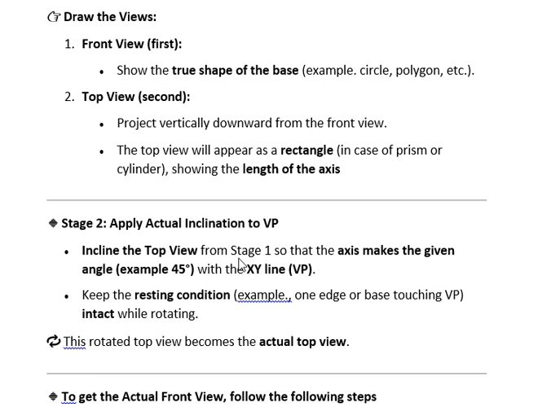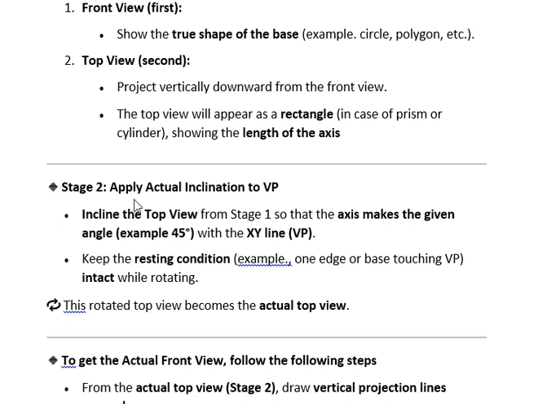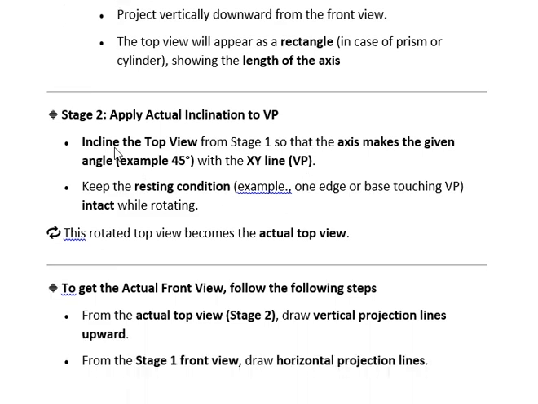For getting actual answers, we have to rotate the stage 1 shapes suitably. What we have to do in stage 2 is apply the actual inclination to VP. Incline the top view from stage 1 so that the axis makes the given angle. Example, the axis of the solid is inclined at 45 degrees. So the first step, the stage 1 top view has to be tilted for 45-degree inclination with respect to the reference line, that is the XY line.